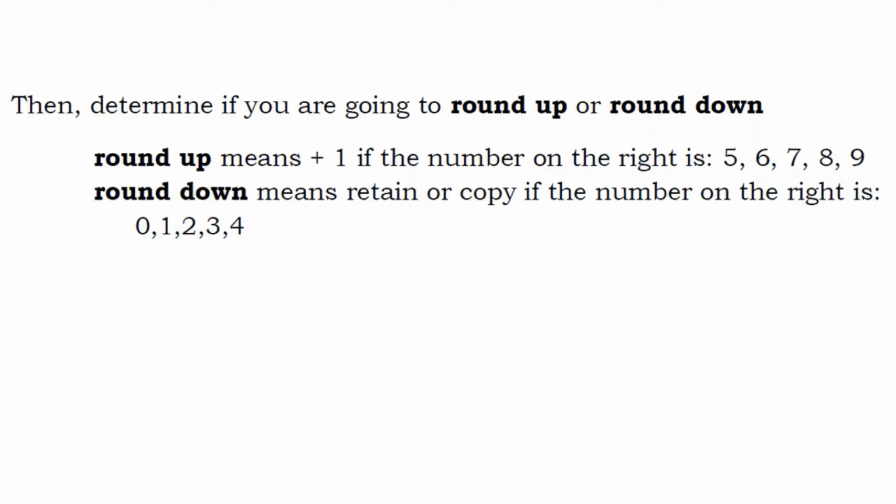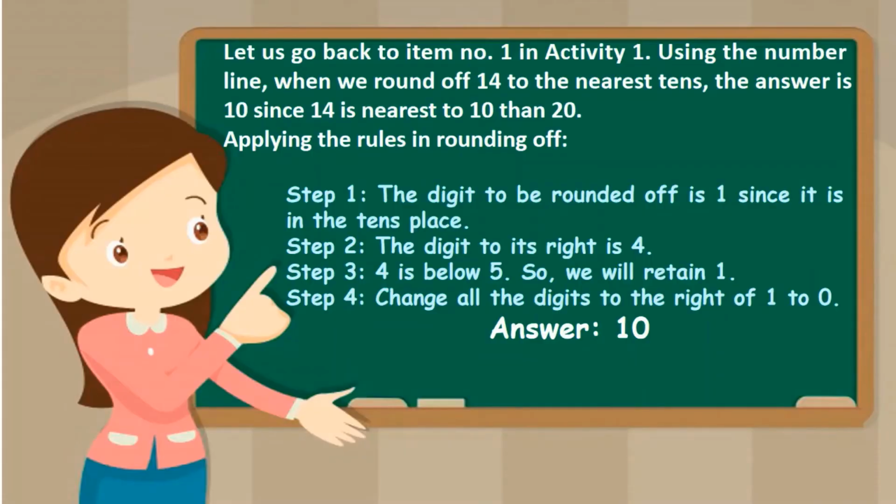To determine if you are going to round up or round down: round up means plus 1 or add 1 if the number to the right is 5, 6, 7, 8, 9. Round down means retain or copy if the number on the right is 0, 1, 2, 3, 4. Now, let us go back to item number 1 in activity 1. Using the number line, when we round off 14 to the nearest tens, the answer is 10 since 14 is nearest to 10 than 20.